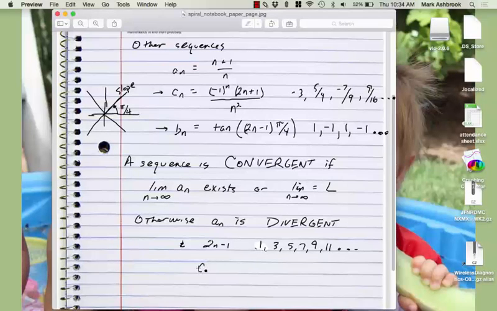Cn. So -3, 5/4, -7/9, 9/16. Convergent or divergent? So let's imagine that n was 100. Okay, if n was 100, you'd have 201 over 100 squared. Getting close to anything? Imagine 1,000. 2,001 over 1,000 squared. So what happens when n gets really, really big? How does the denominator get big compared to how the numerator gets big? Yeah, the denominator gets big at a square, right? So it gets big much, much faster than the numerator gets big. So yeah, this is going to converge to 0.